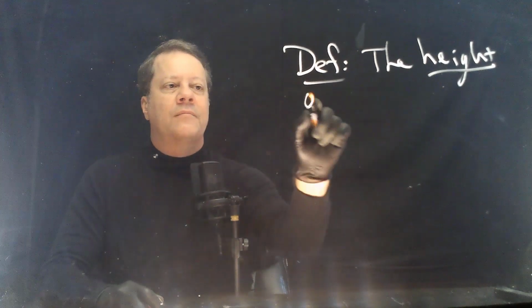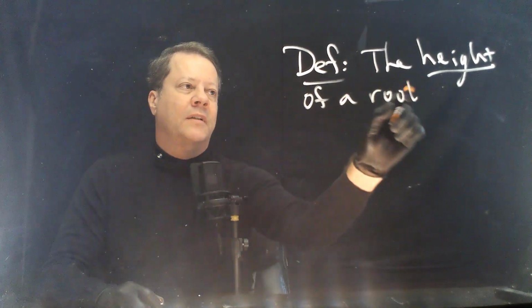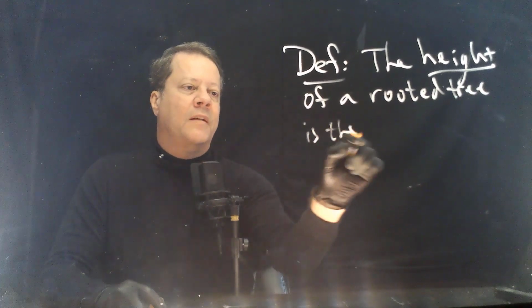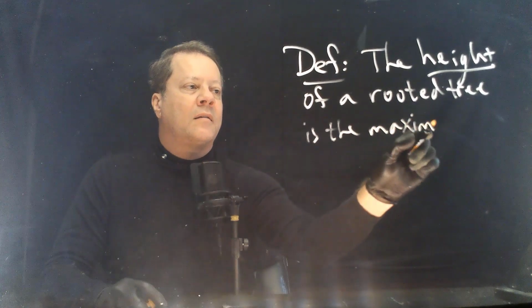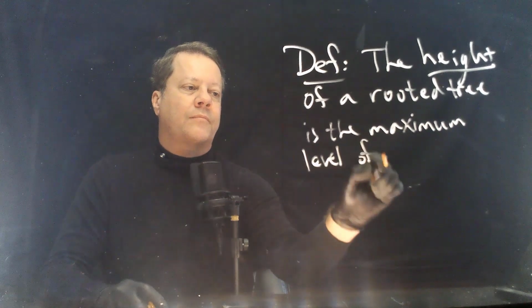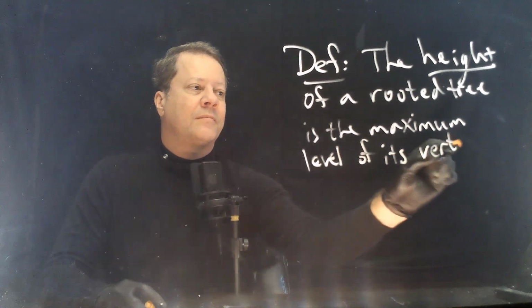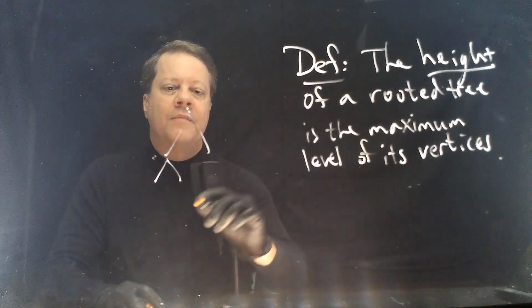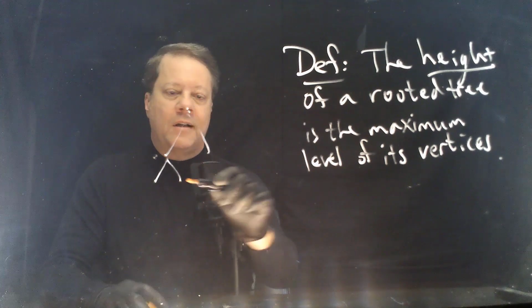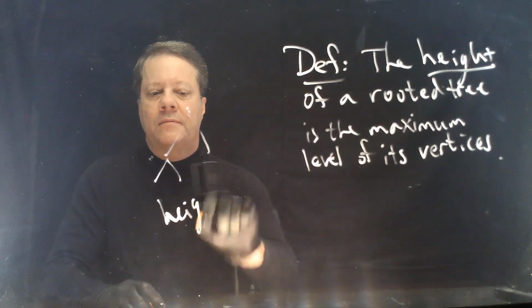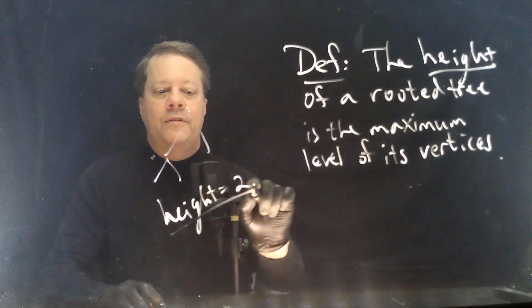The height of a rooted tree is the maximum level of its vertices. So in our basic tree over here, we have two vertices that are level 2 and nothing higher, so this is a height of 2.